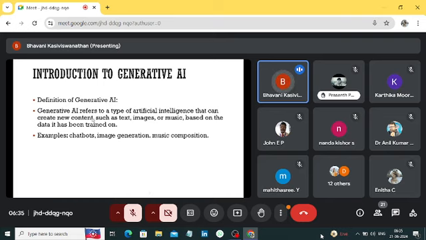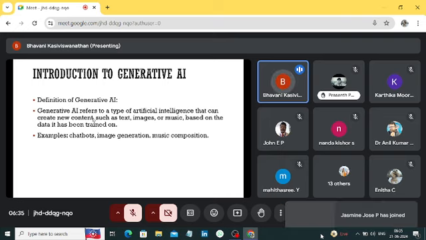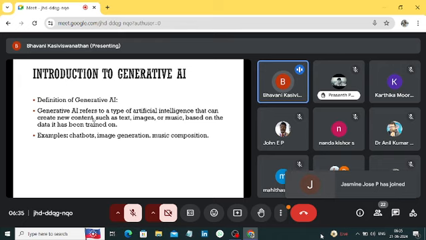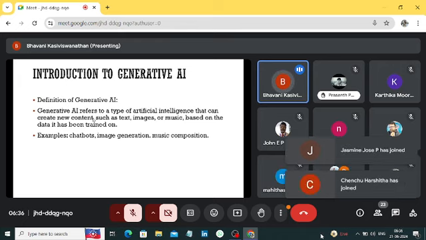So what is generative AI? Generative AI means it is going to create something. Generative AI definitely has to create something. It could be an image or text or music, or it could be anything, based on the data that we give or the instruction that we give to the model. So generative AI will generate something based on the intelligence that we provide to a machine.